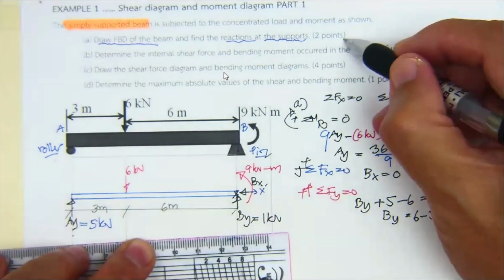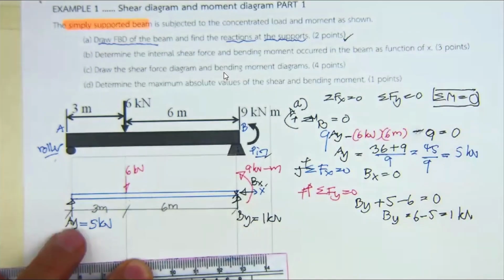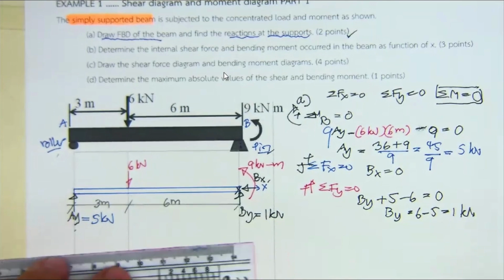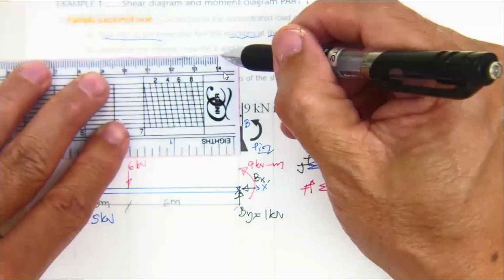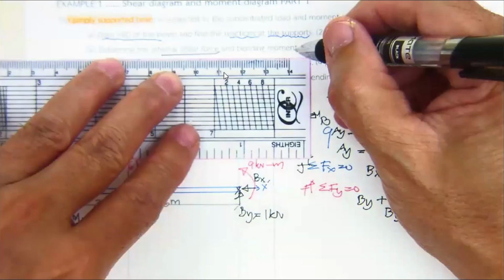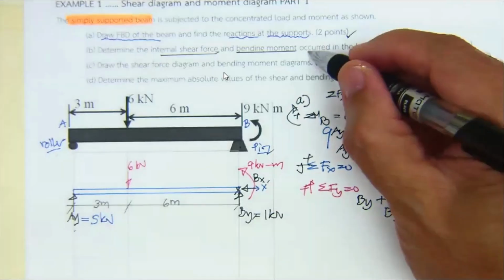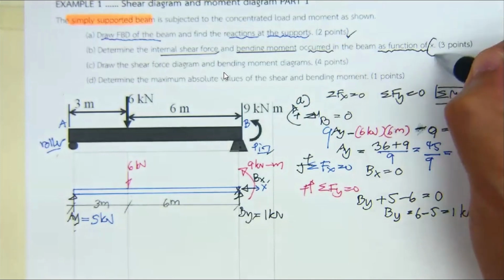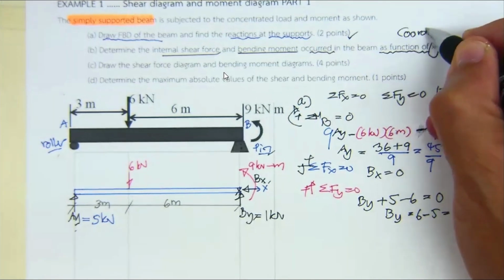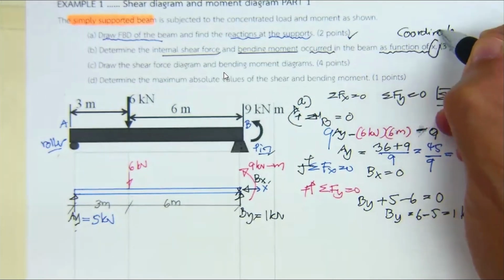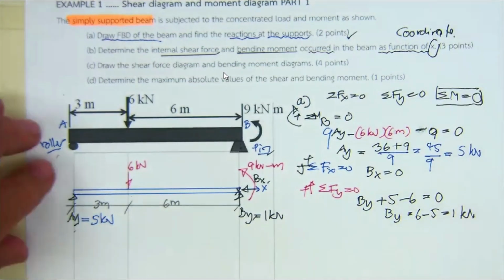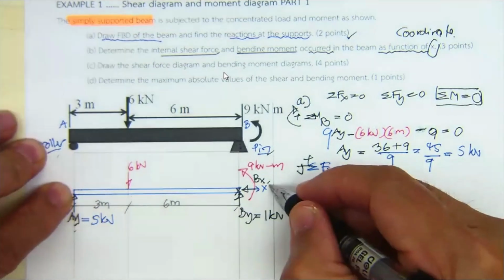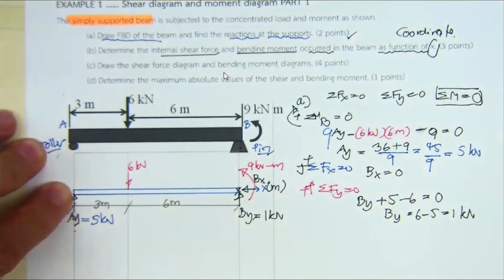And then you get 2 points. Very simple. Get 2 points. Now, what are we going to determine? Determine the internal shear force and bending moment occurring in the beam as a function of the coordinate x. Okay, and x is going to go from left to right. As I told you, this is going to be x meters.